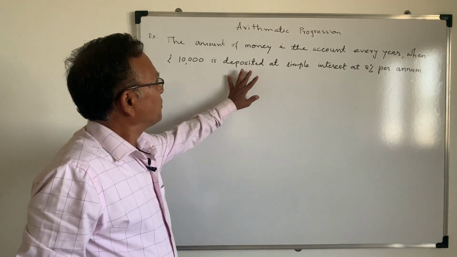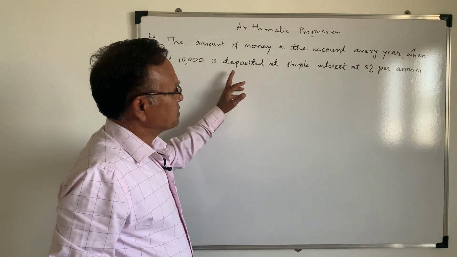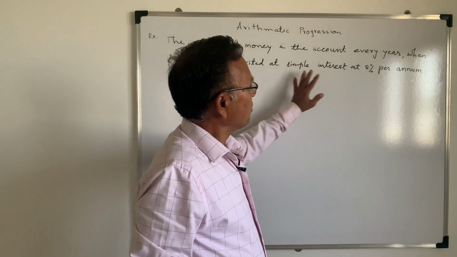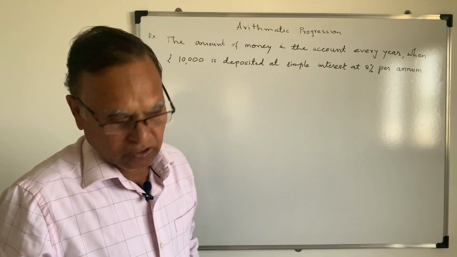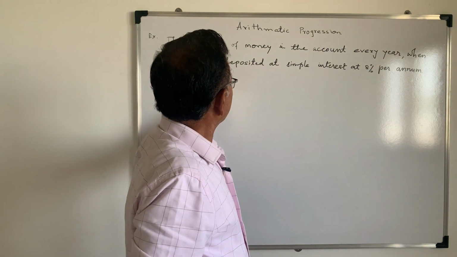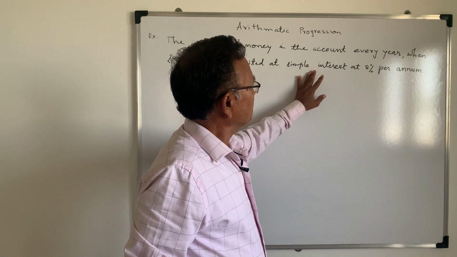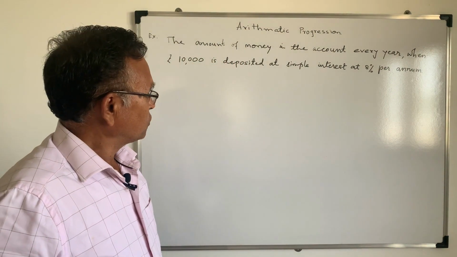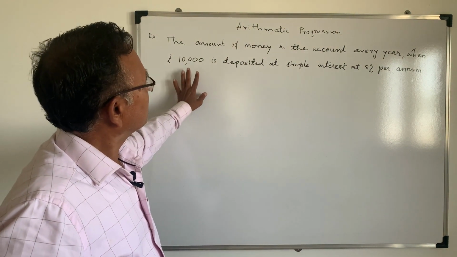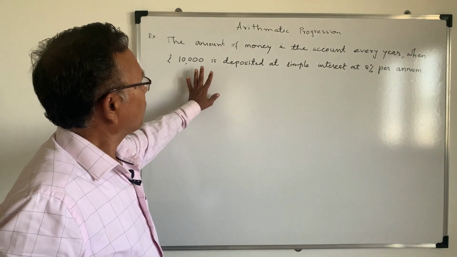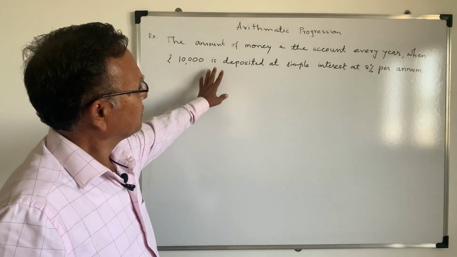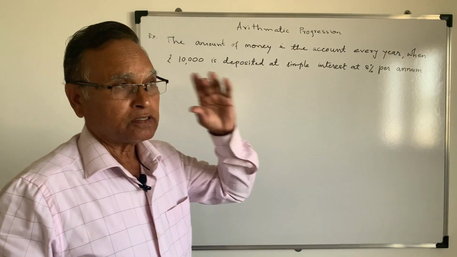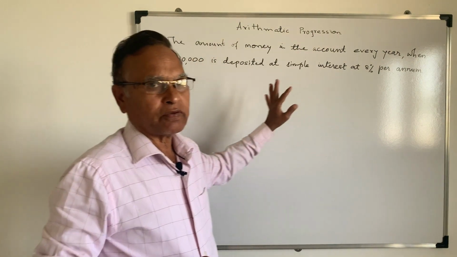So before this we saw that 10,000 rupees deposited in the bank was deposited at compound interest. Now we have the same amount deposited in the bank with simple interest at 8% per annum. So whether the interest or amount credited at the end of each year forms an arithmetic progression or not, that we have to see.